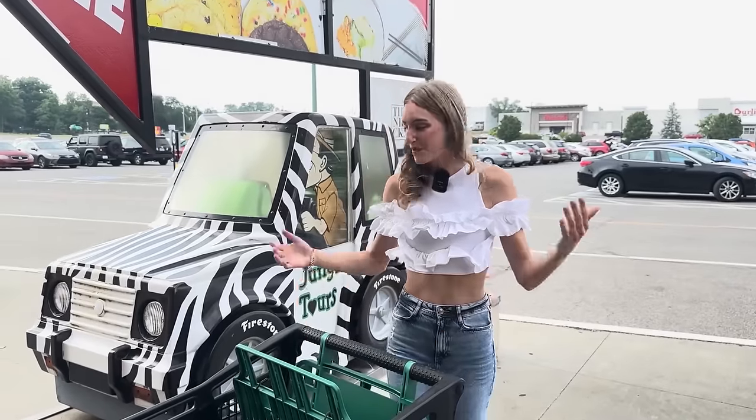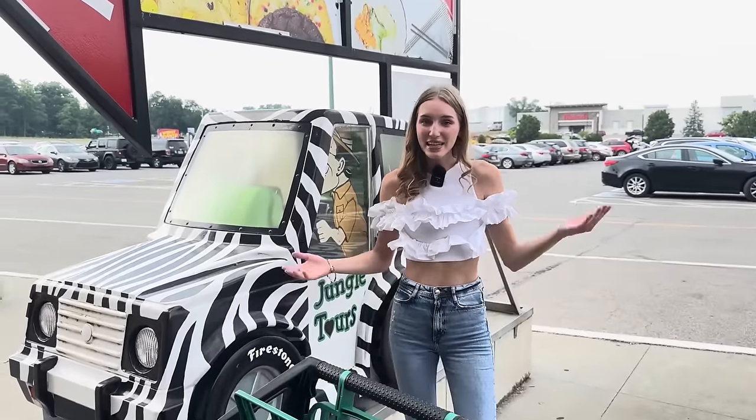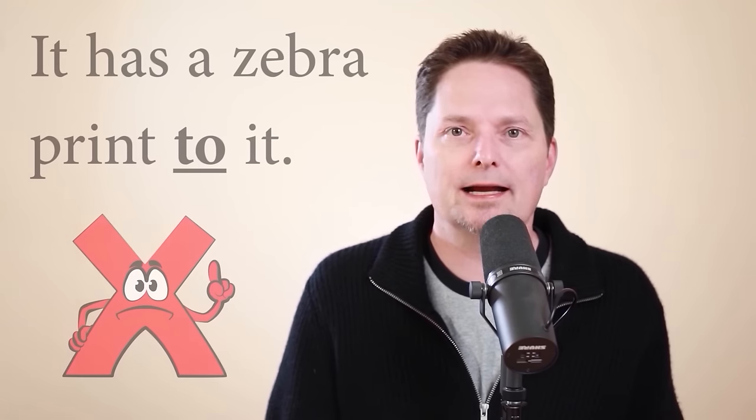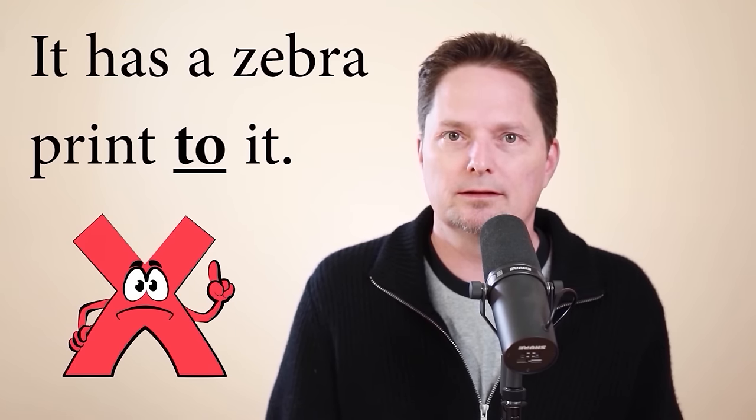And as you can see from this car behind me, it has a zebra print to it. I cannot say it has a zebra print to it. Here we have to use a different preposition. We use the preposition on. It has a zebra print on it. We cannot say to it. We have to use the preposition on. So it has a zebra print on it. Let's practice. Does it have a zebra print on it? That's right, it has a zebra print on it. This is also not correct.